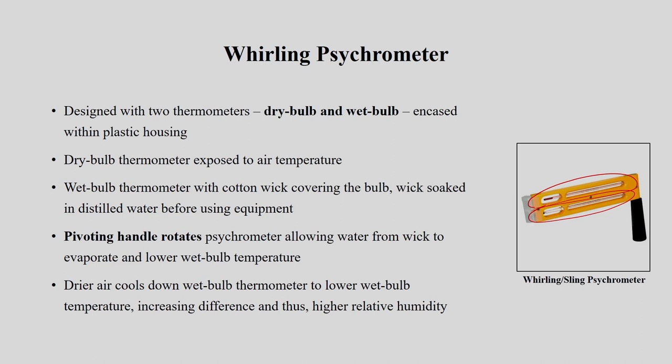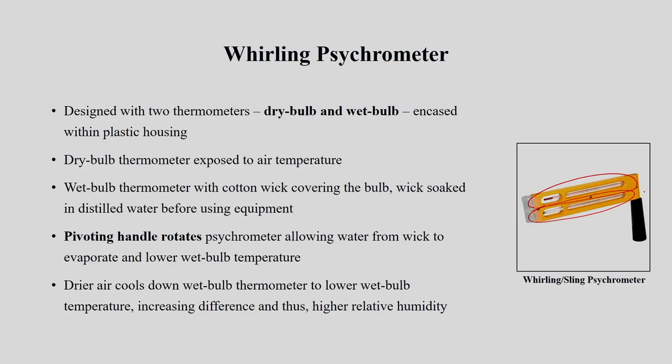Same principle: if the water content in the air is high, then evaporation will be less. If water vapor is less in the air, then evaporation will be more. So the same principle is being used. This is your pivoting handle, and you can rotate this particular instrument. Drier air cools down the wet bulb thermometer to a lower temperature, increasing the difference, and thus indicating lower relative humidity. So if the difference between the dry and wet bulb is larger, then the relative humidity will also change. This is the procedure.